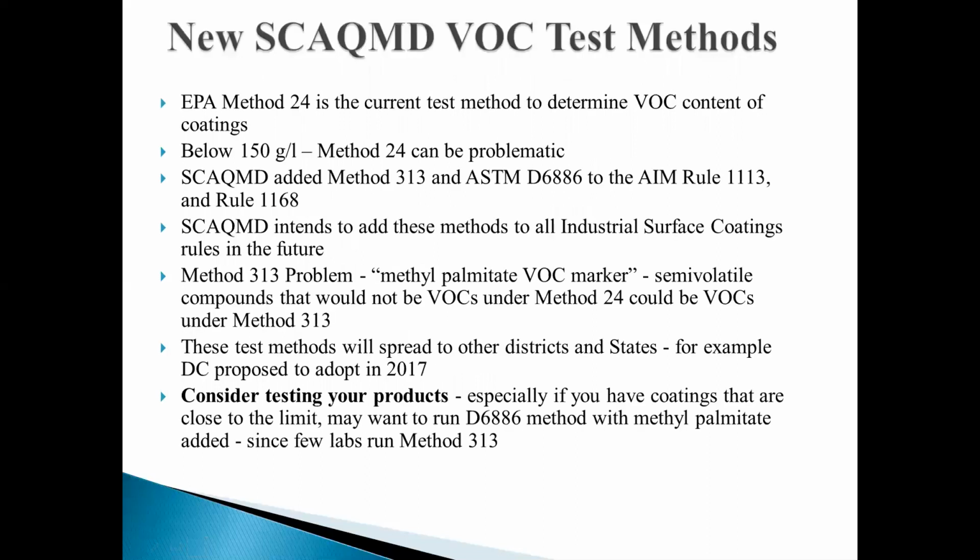Most of the rules we have utilize Method 24. That's an oven method, many people call it. You take a coating, you weigh it, you put it in an oven at 100 degrees C, I believe. Then you weigh it after you put it in the oven, and you subtract out and figure out the difference. In theory, that would be any kind of water, exempt compounds, or VOCs.